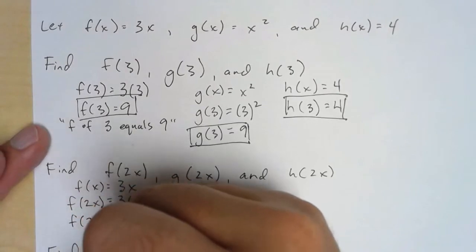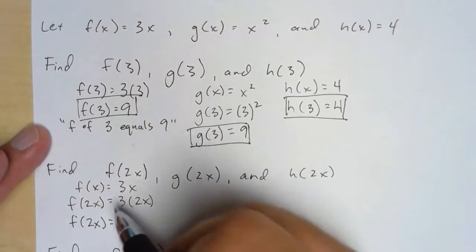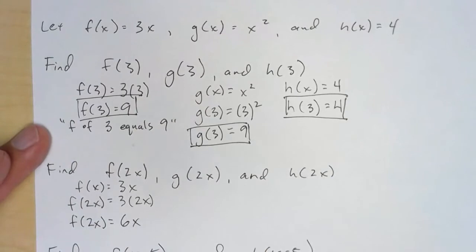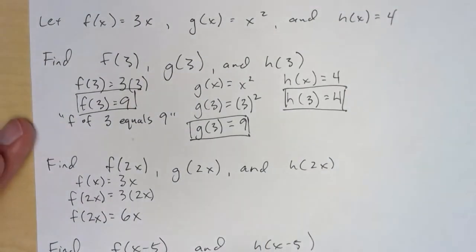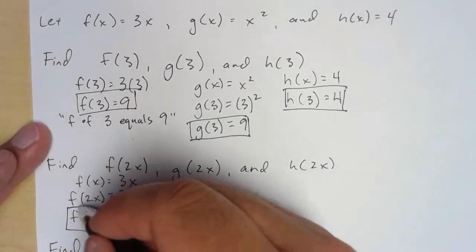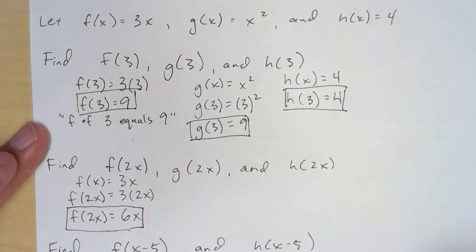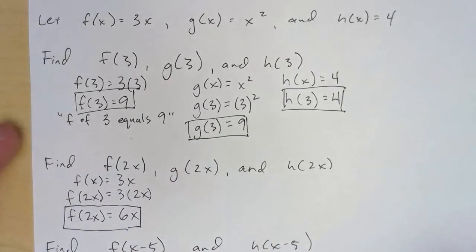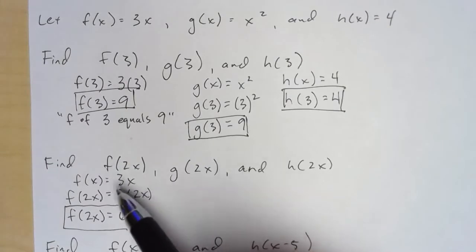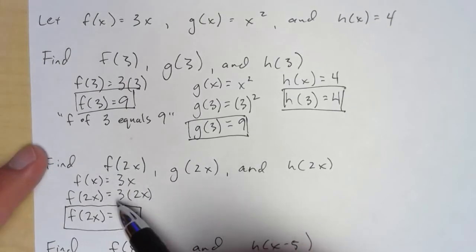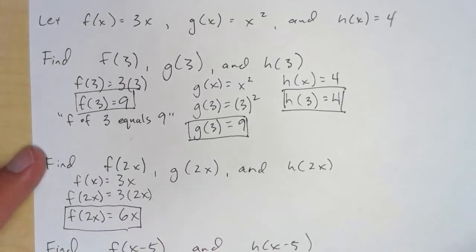So f of 2x is equal to, let's see, 3 times 2 is 6. There's an x that comes along for the ride, and that's it. We can't simplify that any further. So f of 2x is equal to 6x. That's all there is to it. Just do whatever it says. In this case, we replace x with 2x. So 3 times 2x is 6x.